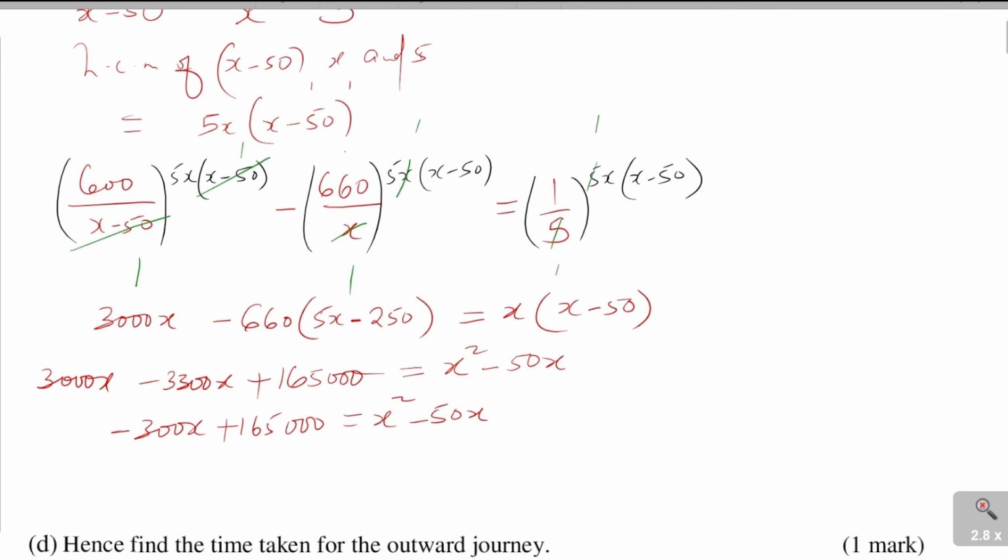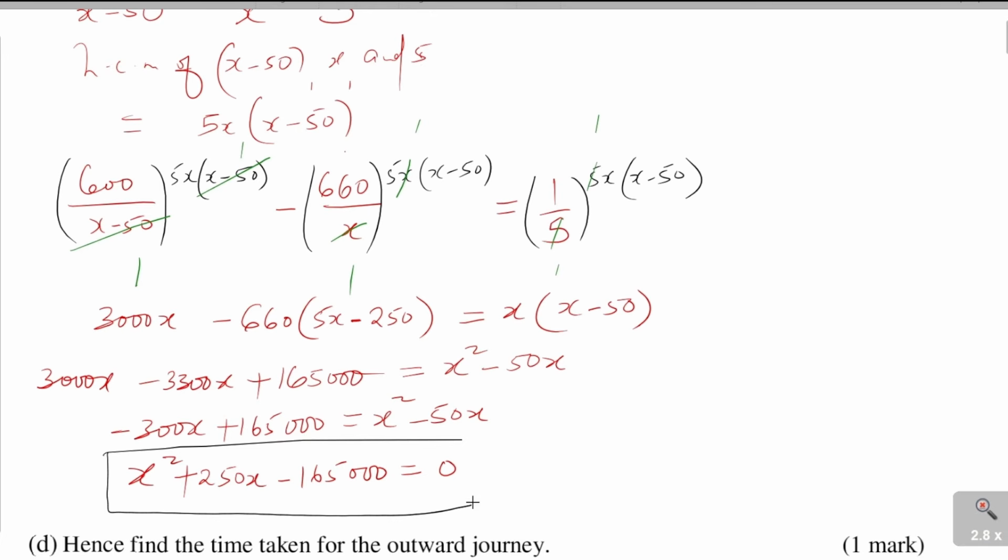Now reorganize this one to form a quadratic equation, and this is how you're going to do it. You just reorganize and collect the like terms together. You'll have x squared, then minus 50x plus 300x, this will be positive 250x, and then minus 165,000 is equal to 0. So this is actually the quadratic equation that you'll have to solve.